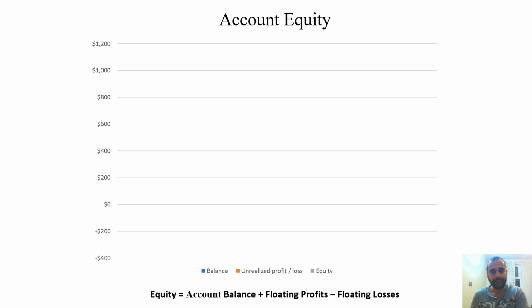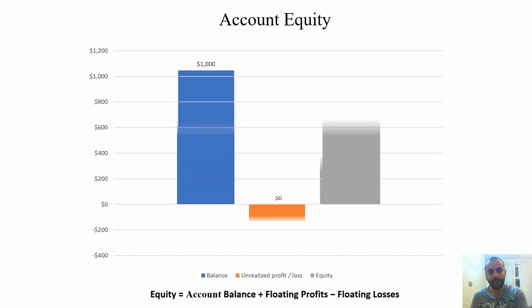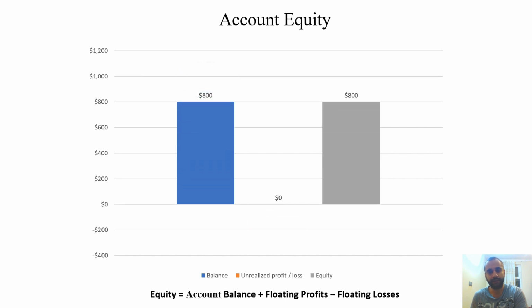The next metric is account equity. It is simply the sum of our account balance and unrealized profit or loss. In our previous example, if the market move causes a floating loss of $200, our account equity would decrease to $800. Once we close the trade, the balance will reflect the loss and equal the equity, which would be $800.